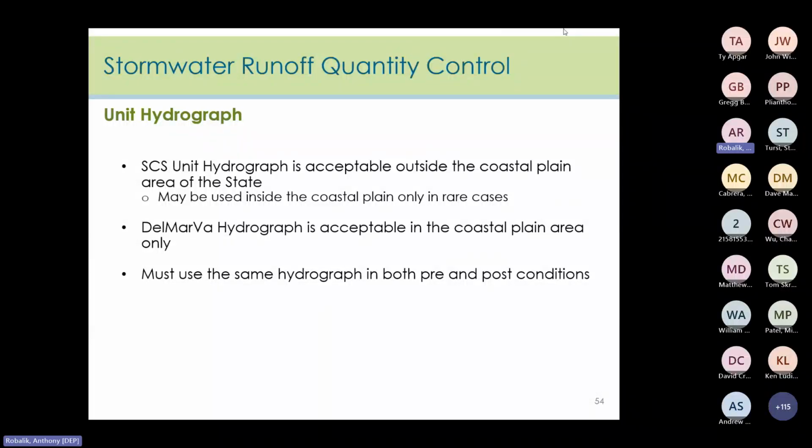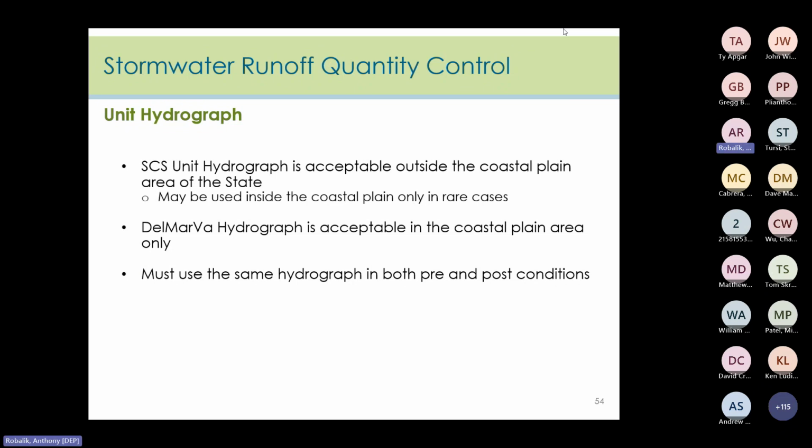So now we'll continue with unit hydrographs. We have the two types of hydrograph, the SCS hydrograph and the Delmarva hydrograph. When reviewing NRCS method calculations, the SCS unit hydrograph should only be used outside of the coastal plain area of the state, except in very rare cases where the design engineer can prove that the conditions that characterize use of the Delmarva hydrograph are in no way present on a site within the coastal plain, or use of the Delmarva hydrograph is not permitted, such as when sizing an MTD.